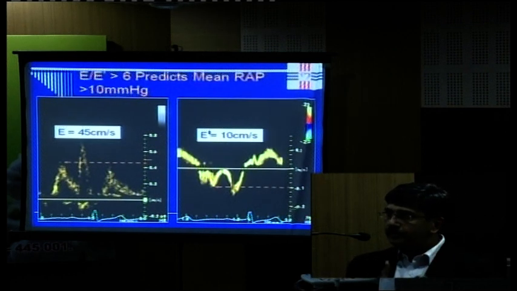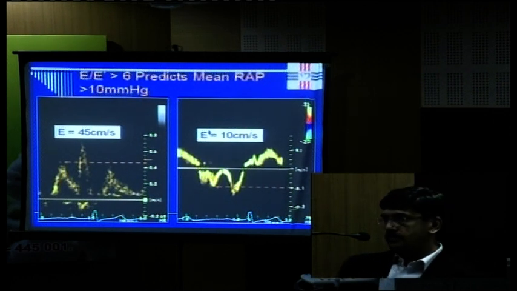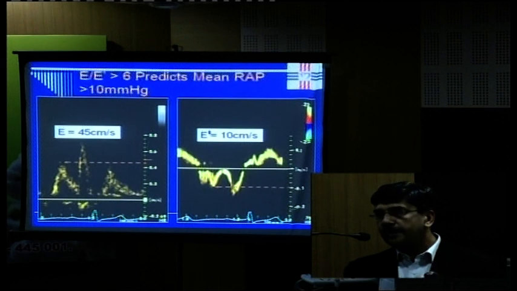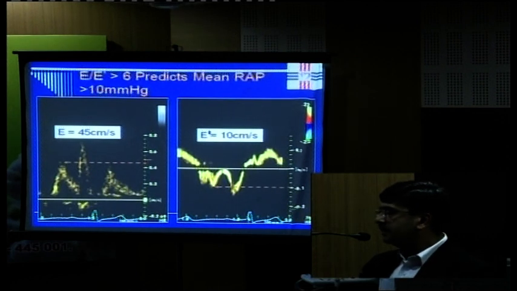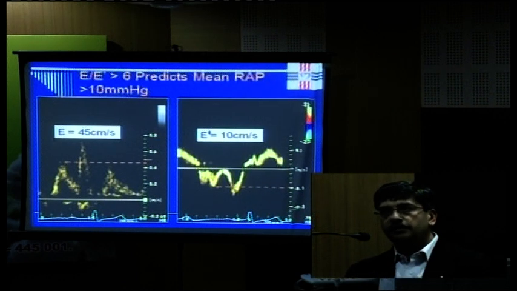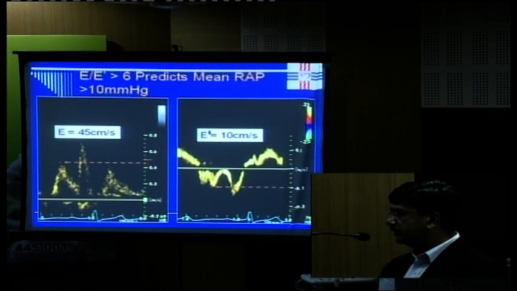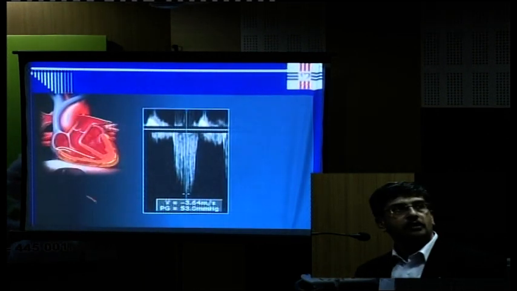IVC, collapsibility index, and E by E prime of the right heart give you RA pressure. So I was saying that the echocardiography machine is a pulmonary artery catheter in a box. Now I have given you RA pressure. I will move further, go to RV.